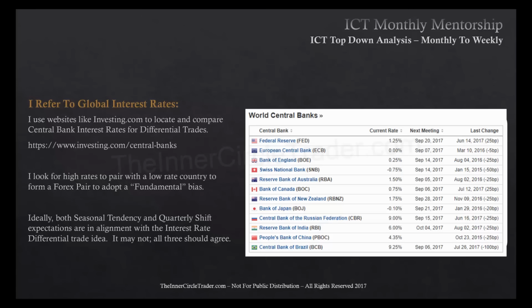But right now, this is what I mean when I go through and look for the global central bank interest rates. This is where I get the information from. It's right on investing.com/central-banks.